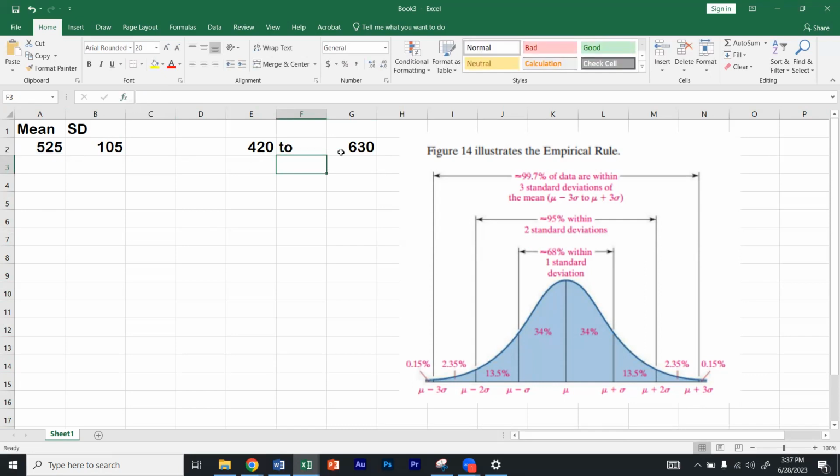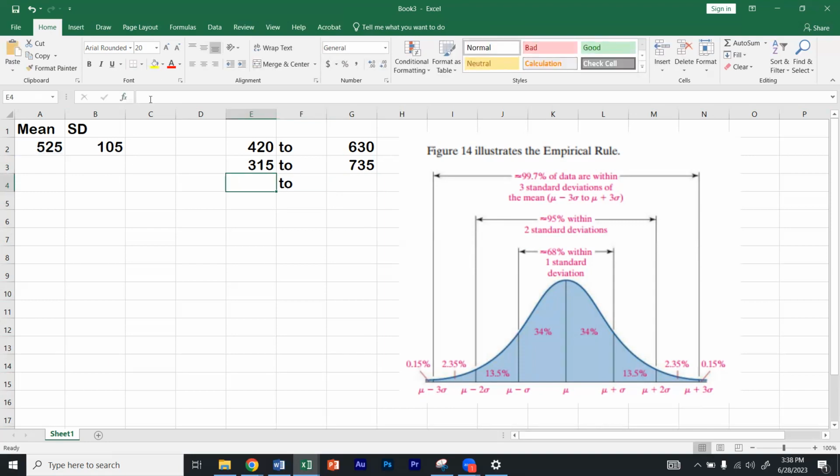420 to 630, okay? It's going to be 68% of the data will be there. Well, what do we mean by 2 standard deviations? You're going to take the mean and subtract 2 times the standard deviation. You're going to go here, and you're going to take the same mean and add 2 times the standard deviation. In this range, you will get 95% of the data. Okay, what about 99.7, practically 100%? You're going to get it in this range.